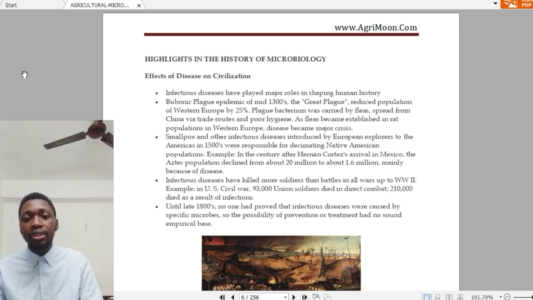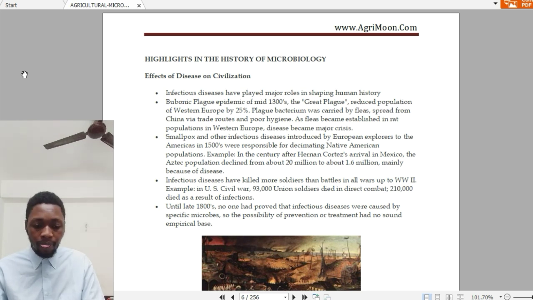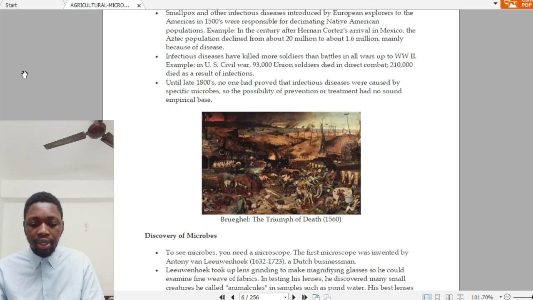How were microbes discovered? Discovery of microbes. To see microbes, you need a microscope, as I have stated about the microscope being used to see microorganisms. The first microscope was invented by Antony van Leeuwenhoek, 1632 to 1723.